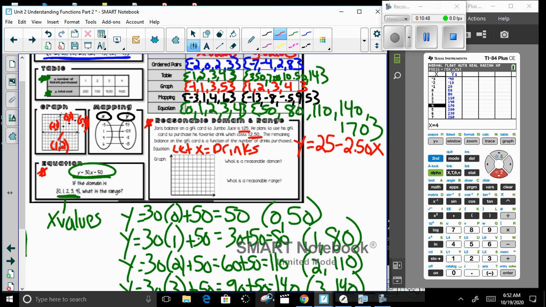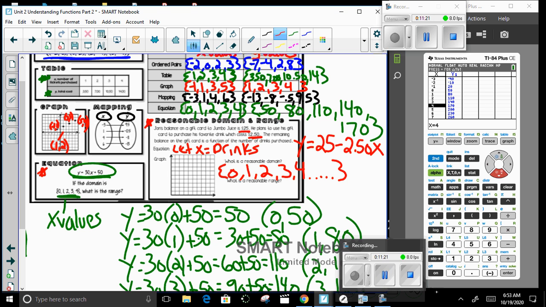What's a reasonable domain? Well, let's think about this. Do you think he's going to purchase a negative amount of drinks? No, you can't purchase a negative amount of drinks. So the reasonable domain, the reasonable amount of drinks, well, first, what if he purchases no drinks? He still has $25 on that gift card. He could purchase 1, he could purchase 2, he could purchase 3, he could purchase 4. That could keep going. He could purchase 100, well, could he purchase 100 drinks? Not necessarily.